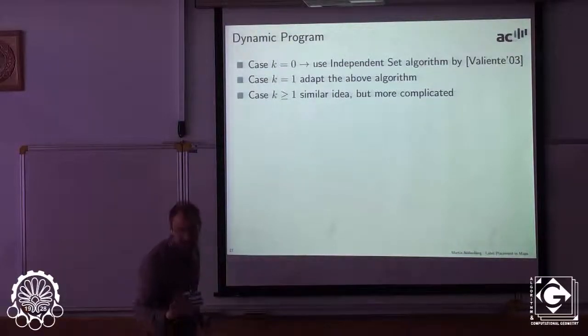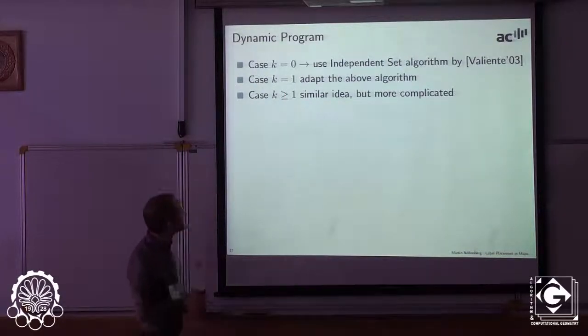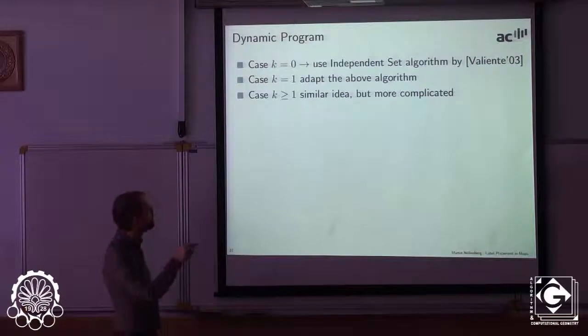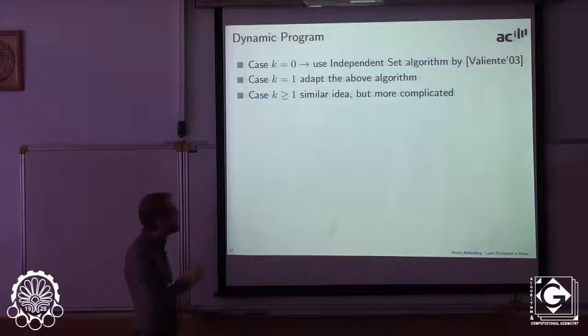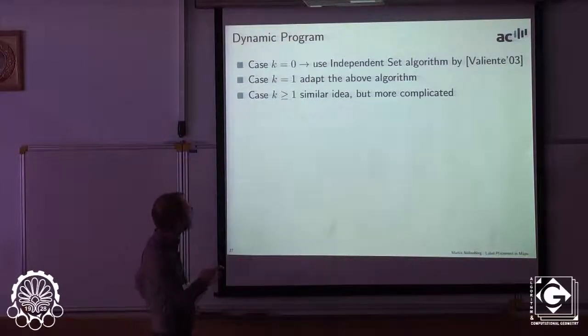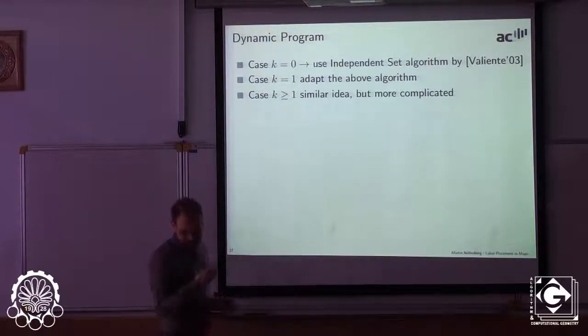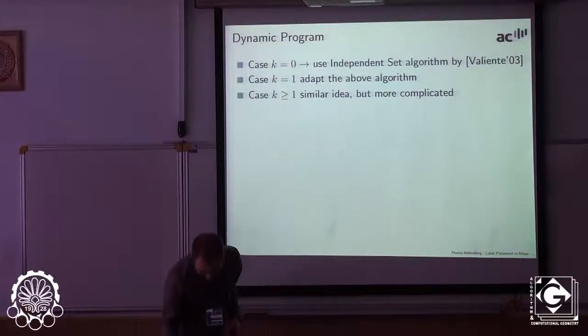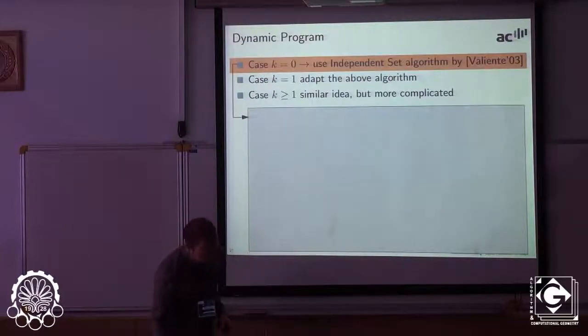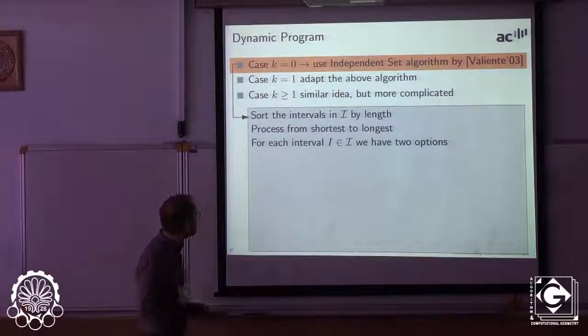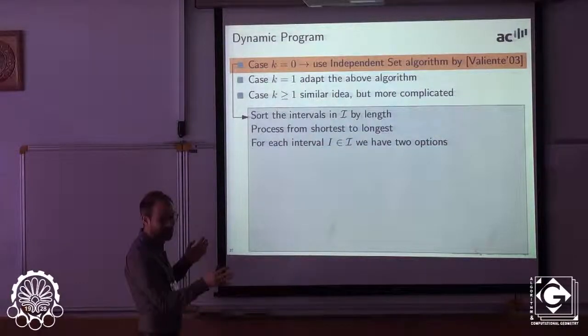So we use this interval representation for the algorithms, and there's basically three cases that we can look at. The first case is finding a planar outer set of edges, and here we can use the independent set algorithm of Valiente that works for that. And that's also kind of inspiring the ideas for the other cases. For k is 1, we adapt that algorithm. If k is more than 1, you need different ideas, and I will show you why this is slightly more complicated.